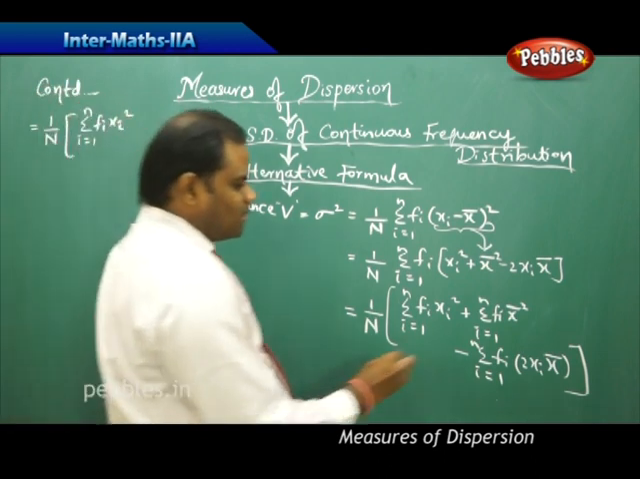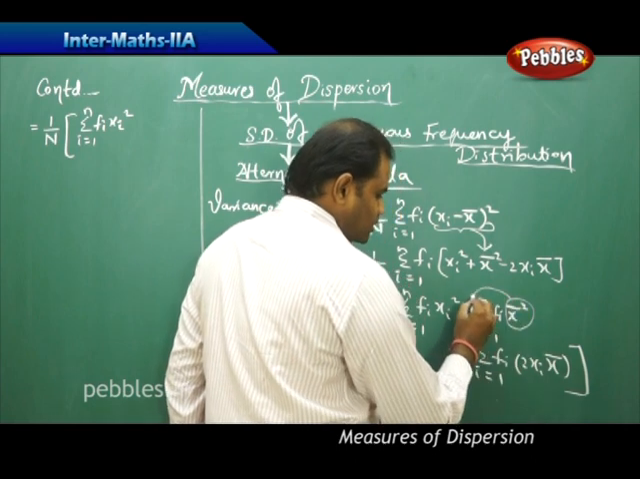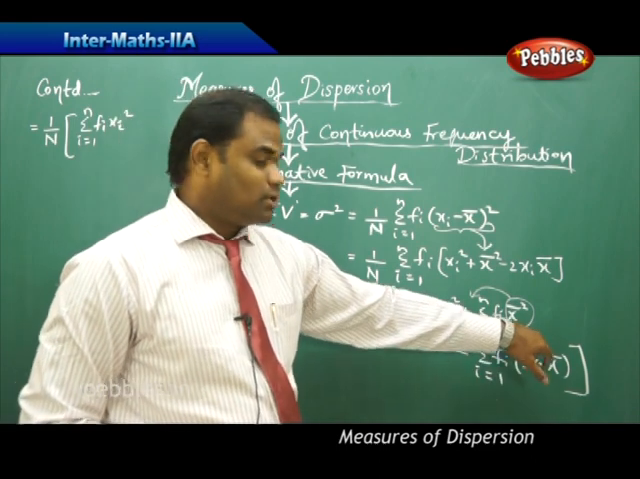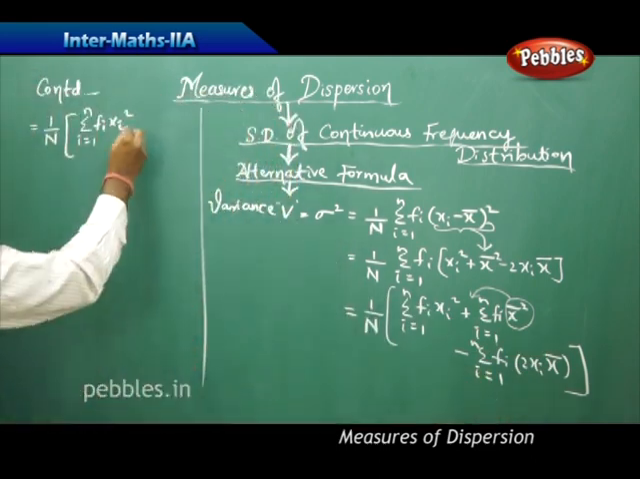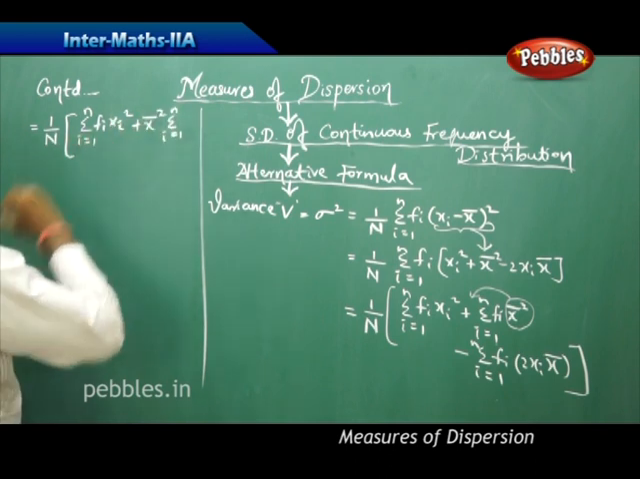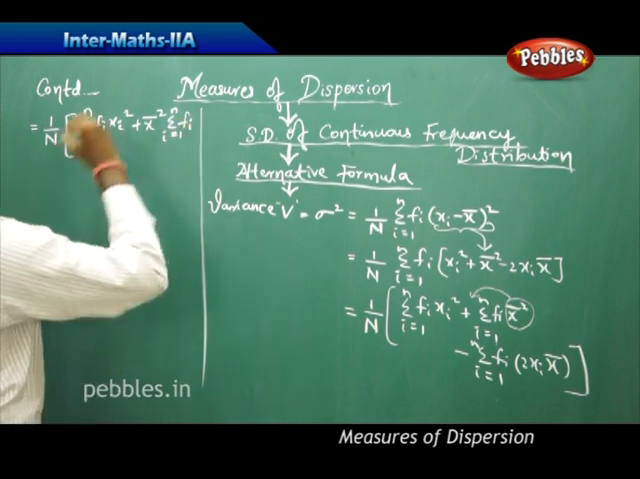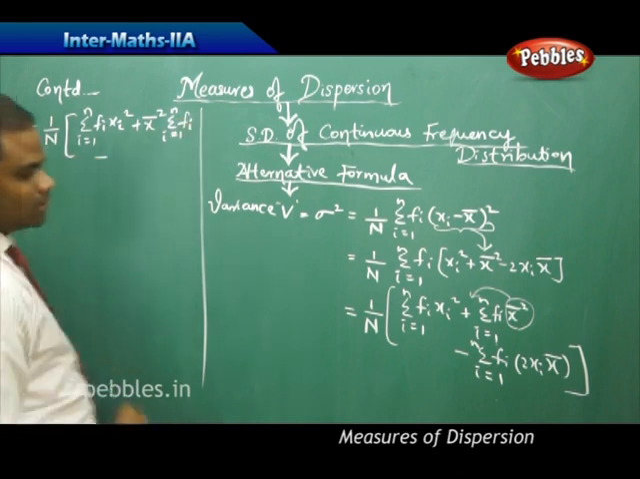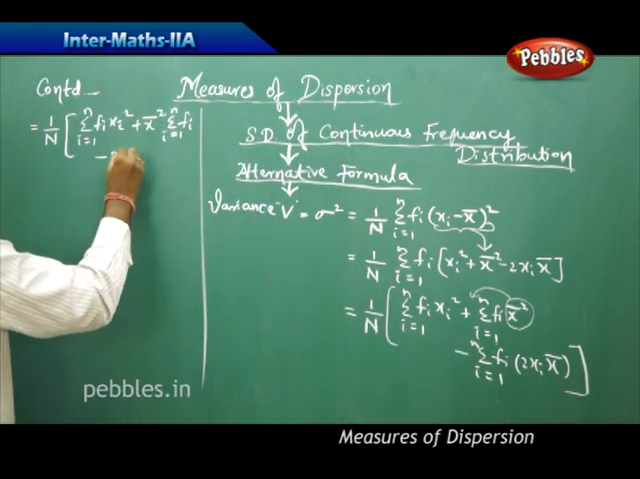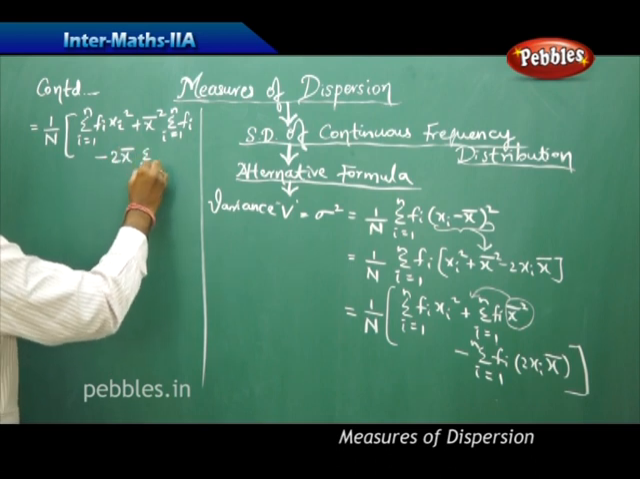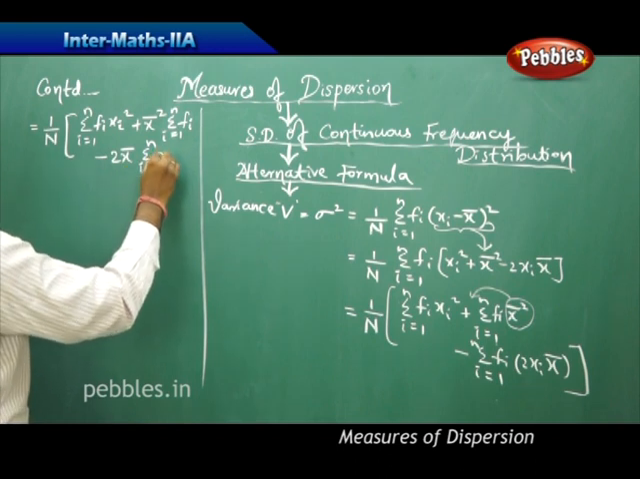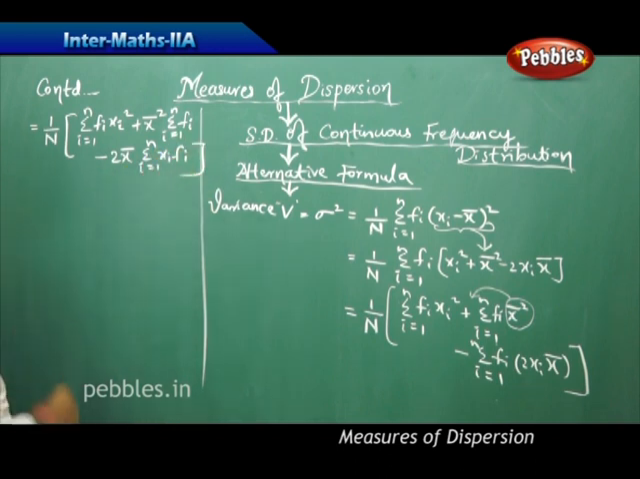Now here x bar square is independent of i, so it can come out of the summation, because the summation depends on the value of i, and x bar does not have i. So x bar square comes out of the summation, so that I get x bar square summation i running from 1 to n of fi, and then similarly 2x bar comes out of the summation as minus 2x bar summation i running from 1 to n of xi fi is what we get.